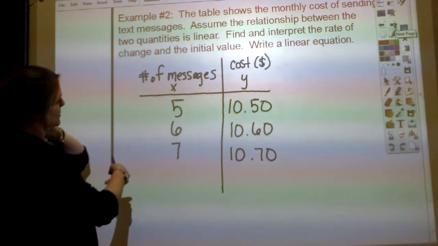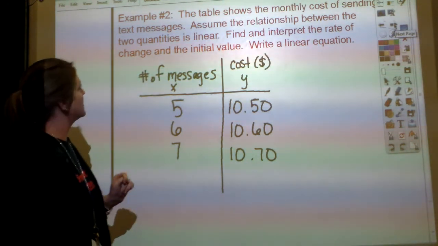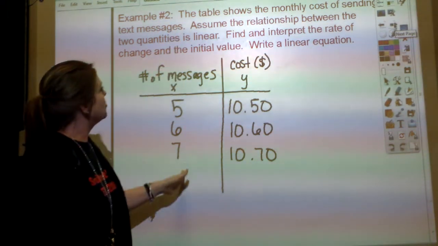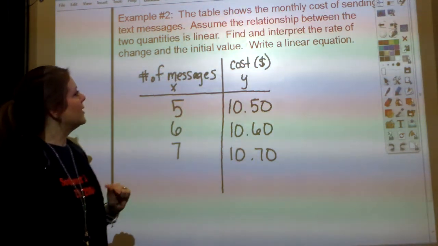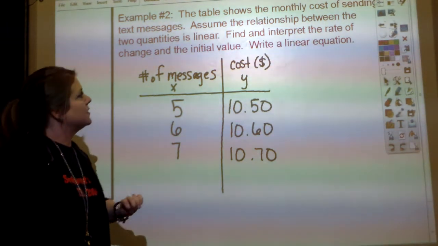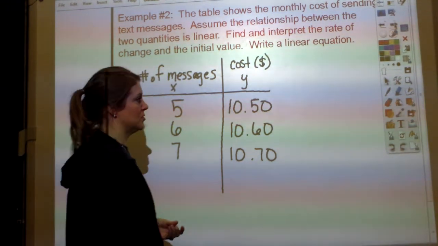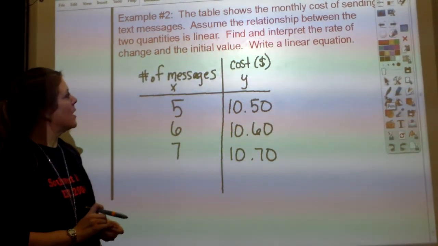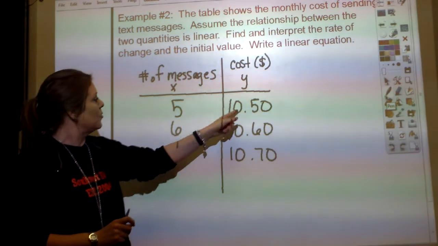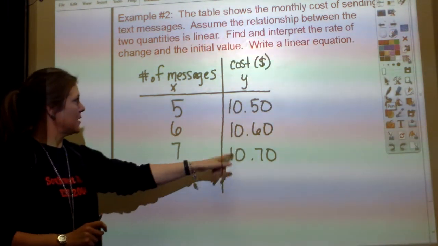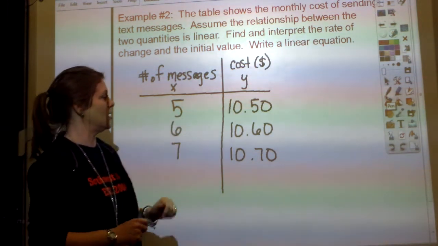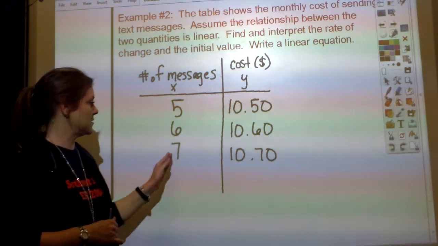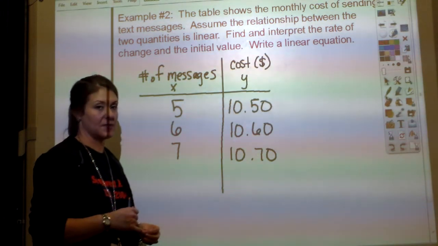The table, example number 2, the table shows the monthly cost of sending text messages, assuming the relationship between the two quantities is linear. Find and interpret the rate of change and the initial value, and then write an equation. So this one's given to us in a different form. We have it in a table. We have 3 ordered pairs. 5 messages will cost us $10.50. 6 will cost us $10.60. 7 will cost us $10.70.